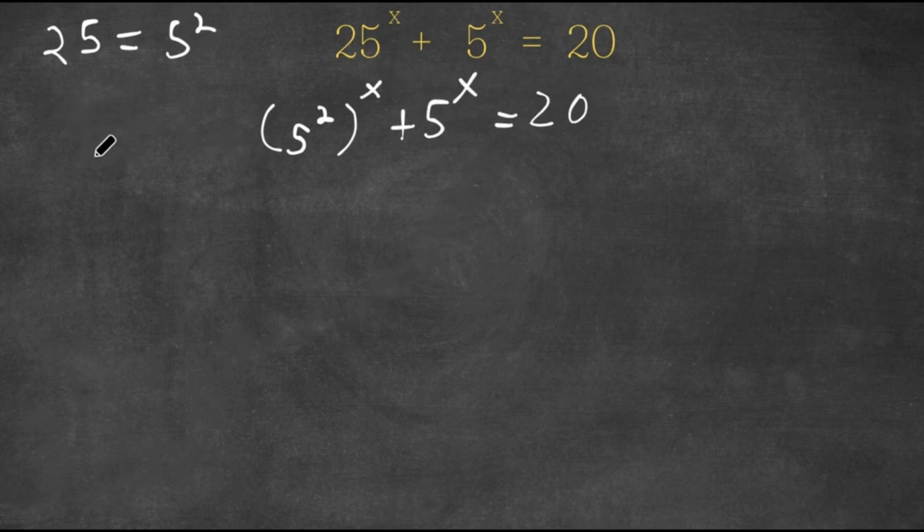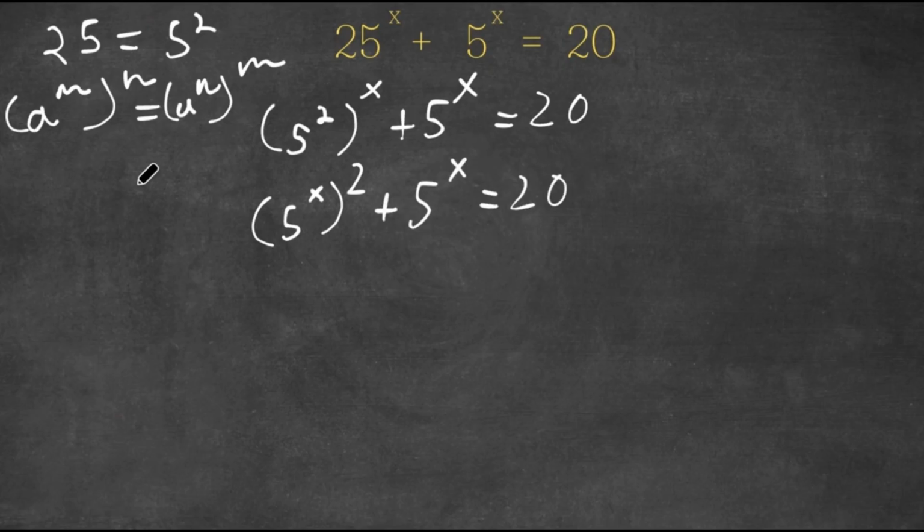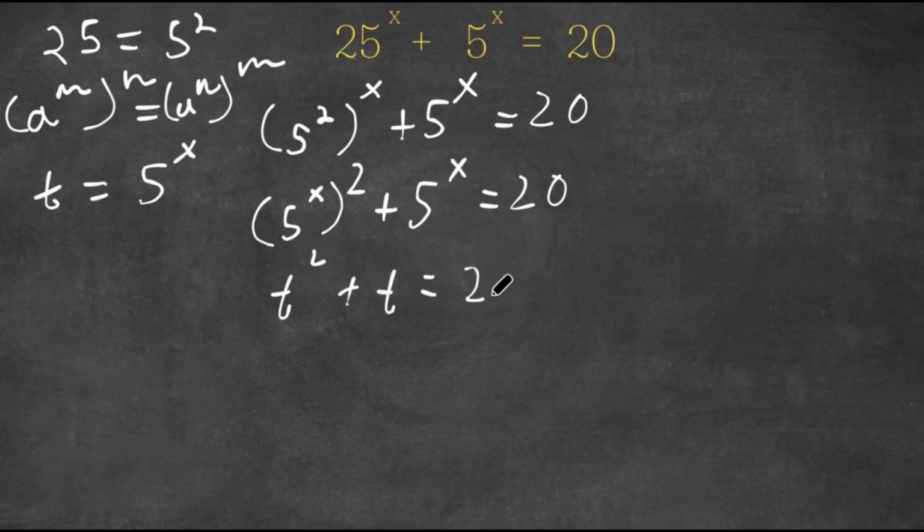Now, if we have something in the form a to the power of m to the power of n, this is the same thing as a to the power of n to the power of m. So 5 to the power of 2 to the power of x is the same thing as 5 to the power of x to the power of 2. So now I'm going to let the variable t equal 5 to the power of x. If I replace 5 to the power of x with t, I get t squared plus t is equal to 20.